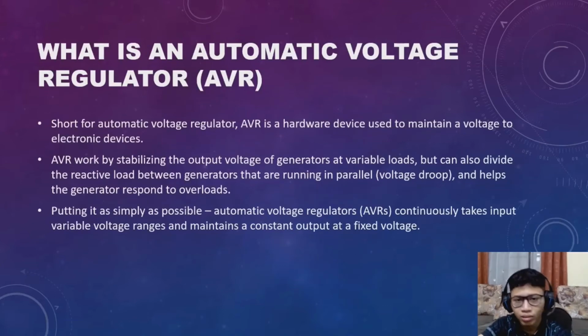So what is an automatic voltage regulator? AVR is a hardware device used to maintain a voltage to electronic devices. AVR works by stabilizing the output voltage of generators at variable loads, but can also divide the reactive load between generators that are running in parallel on voltage drop. It also helps the generator to respond to overloads. Putting it as simply as possible, AVRs continuously take input variable voltage ranges and maintain a constant output at a fixed voltage.